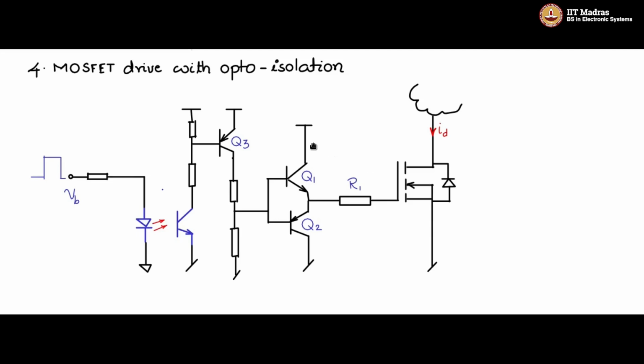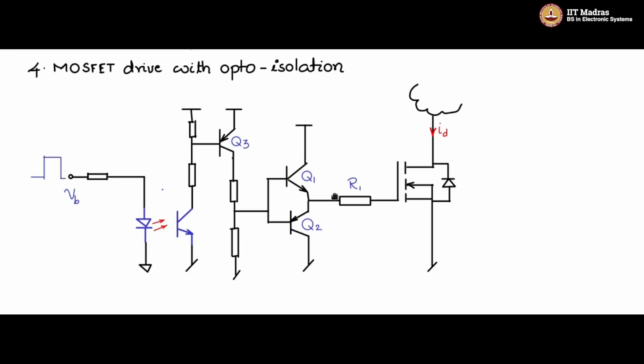When you want to switch off the MOSFET, the pulse here goes low. This is off. Q3 is off. Q1 is off. But there is a charge on the capacitor here, plus minus.